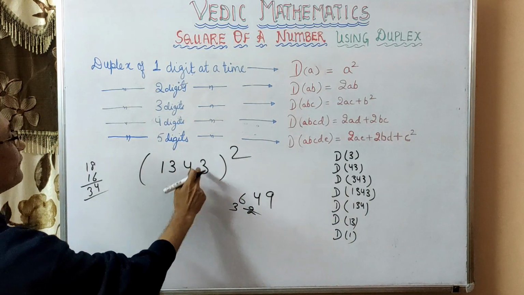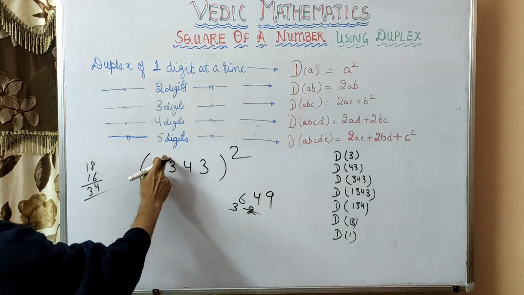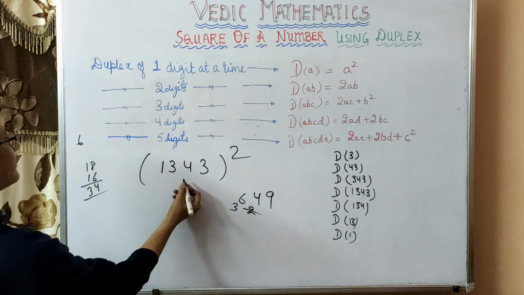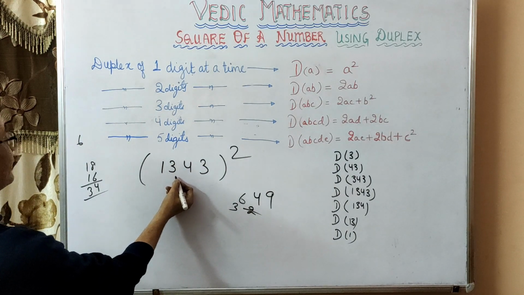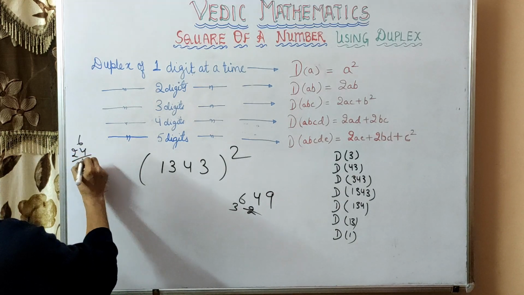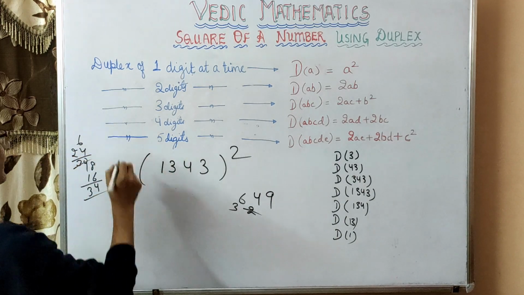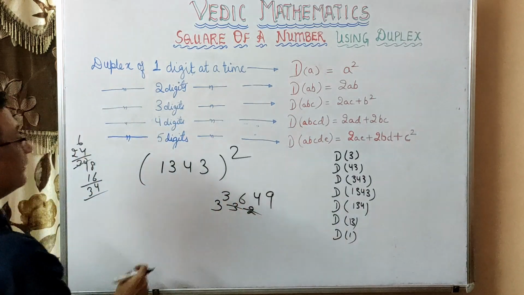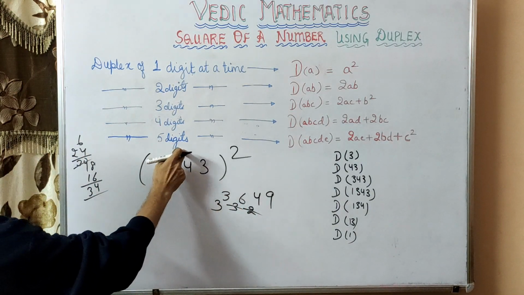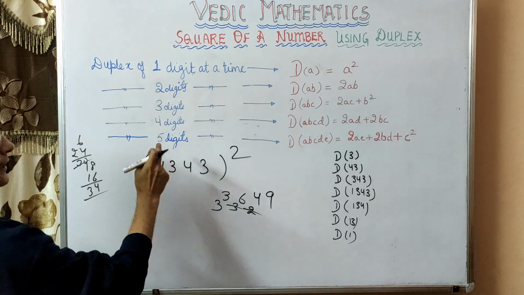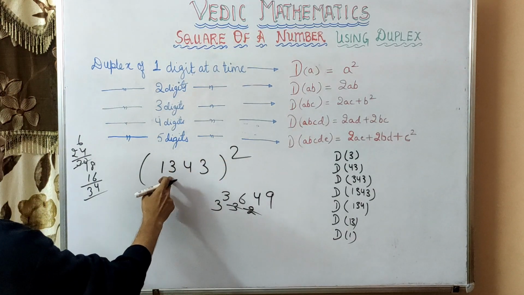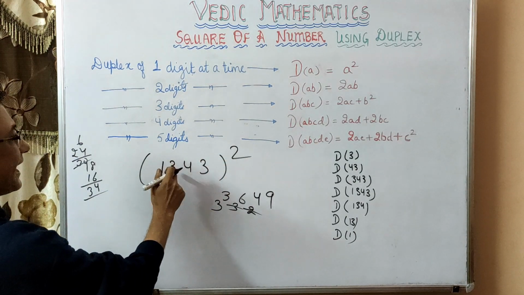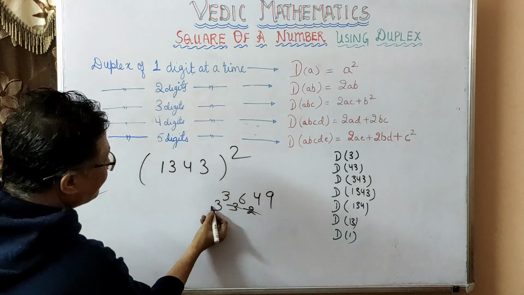Duplex of 1343. 3 1s are 3. Double it, 6. 4 3s are 12. Double it, 24. This is 30. So now 30 plus 3, 33. 3 is carried. Now duplex of 134. 4 ones are 4. Double it, 8. Now 3 square is 9. 9 plus 8 is 17. 17 and 3 is 22.